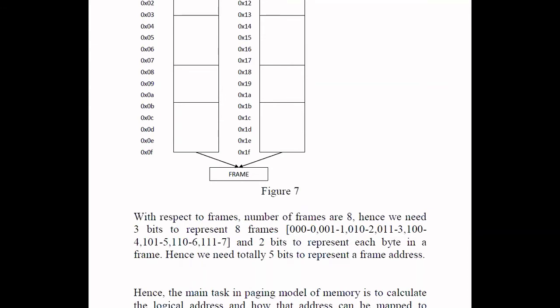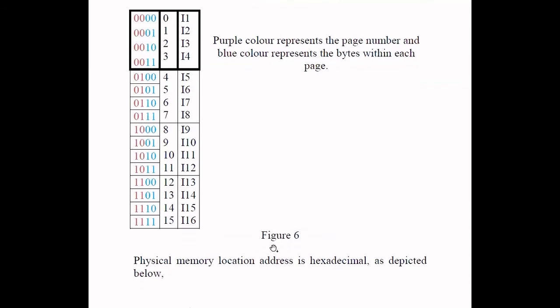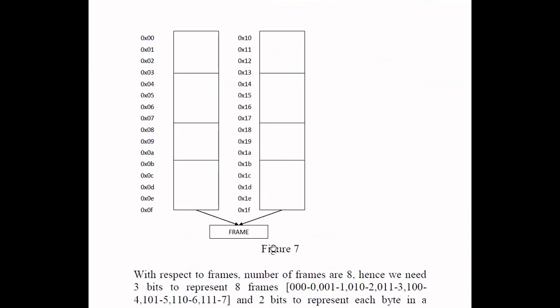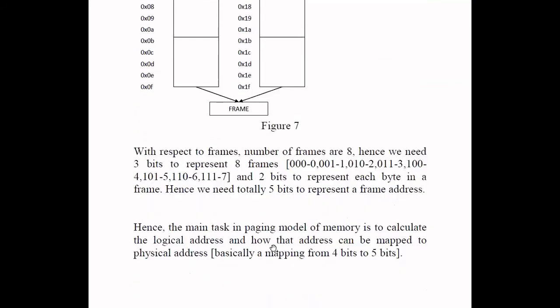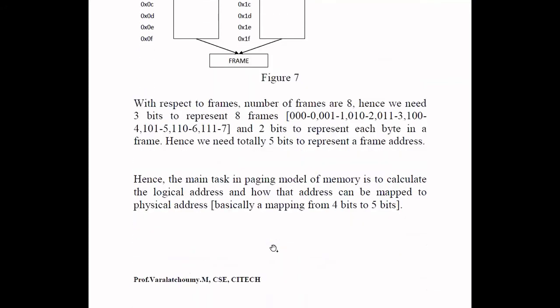So here comes the actual concept of paging. Logical address, we need totally 4 bits to represent the logical address. On the other hand, we need 5 bits in order to represent the physical address. Obviously, these 4 bits need to be mapped to the 5 bits. So this is a major task of the paging concept in operating system.